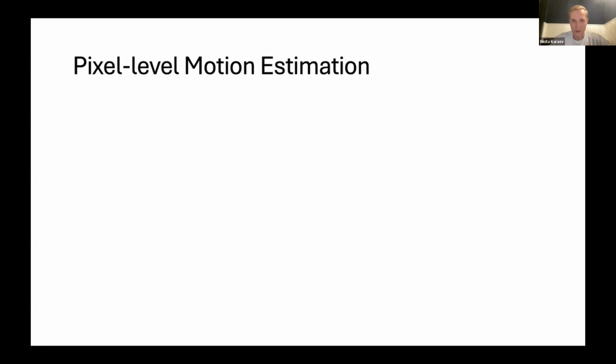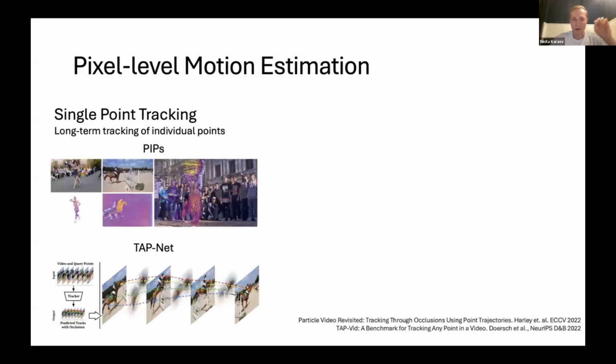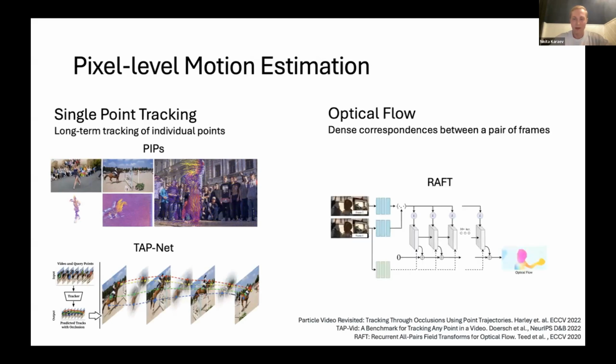There were two approaches to motion estimation when we started working on CoTracker. The first one is single point tracking. It's when you track individual points for long term. Examples of such approaches are PIPs and TAP-Net that reintroduced this task. Then there is also optical flow, when you estimate correspondences between a pair of frames, and these are dense correspondences. And RAFT here is still a go-to solution for optical flow.